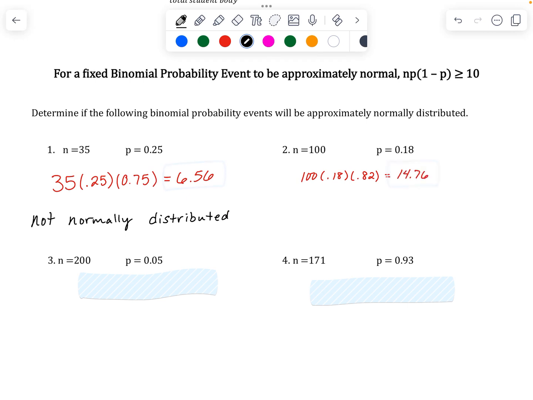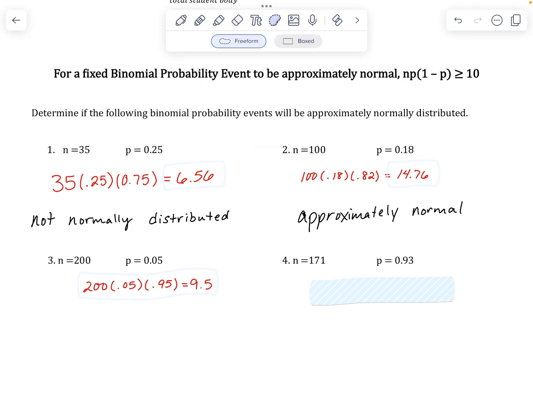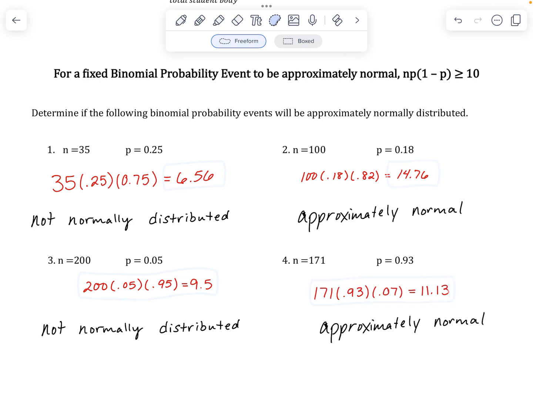All right, so 2, that would be approximately normally distributed. For 3, it's close, but it is not going to be normally distributed. It's close, but not quite. And then for 4, that is approximately normal because it's greater than 10.